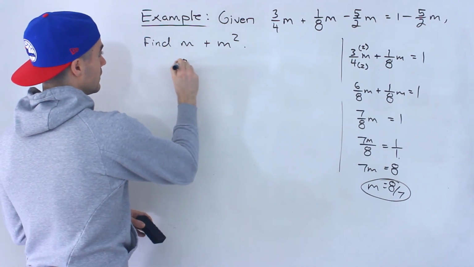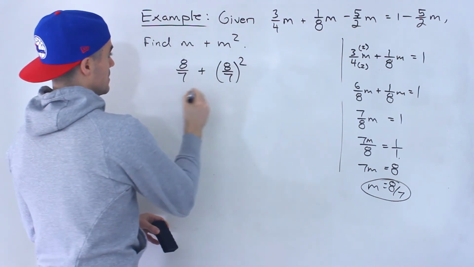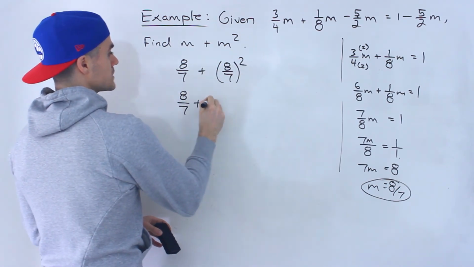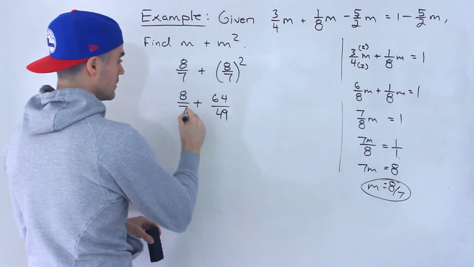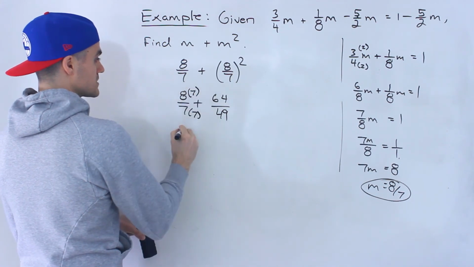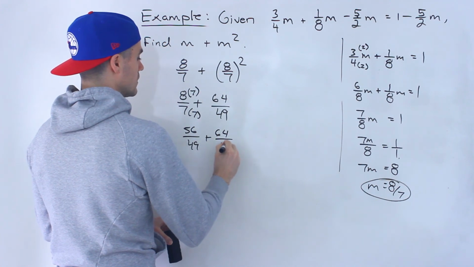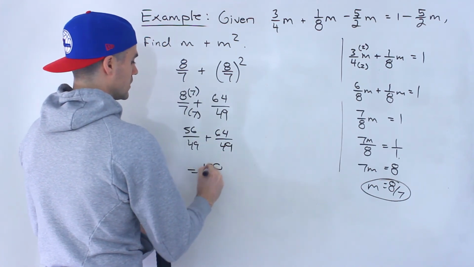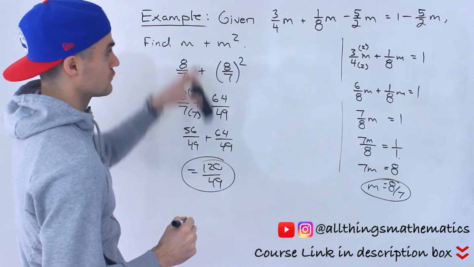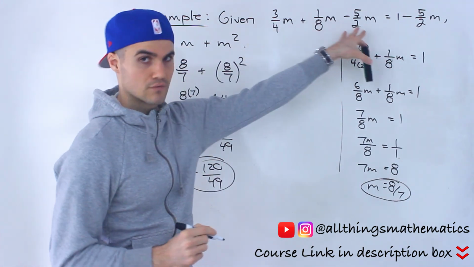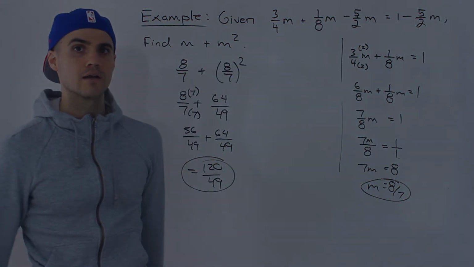So we would have 8 over 7 plus 8 over 7 squared, which would be 8 over 7 plus 64 over 49, right? We would square the numerator and denominator. Multiply this by 7, multiply this by 7, so we'd have 56 over 49 plus 64 over 49, which would give us 120 over 49. And so that would be the final solution for this expression. So first, find the solution to the equation, then that solution we plug in here. 120 over 49 is the final answer.